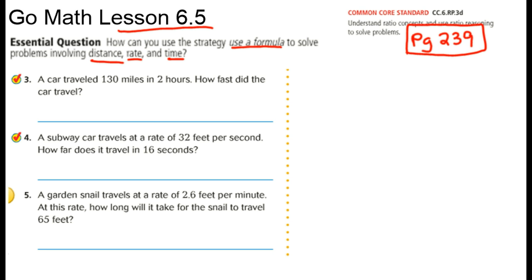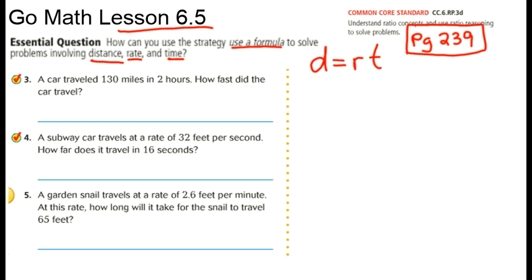The formula that we are going to be using to work with the three problems that you have here on the screen is d, distance, equals r, for rate, times t, for time. So that is the formula we are going to be using. So let's take a look at our first question.